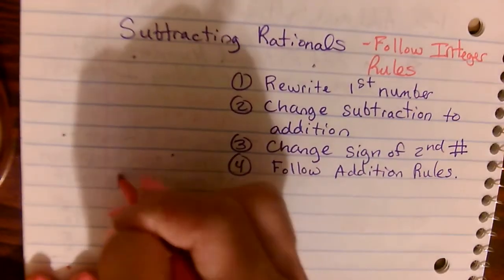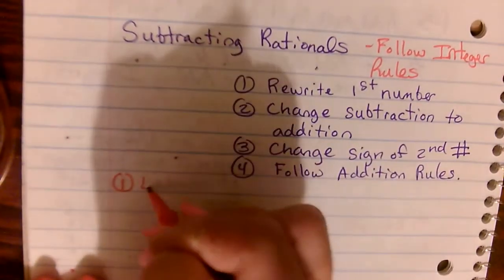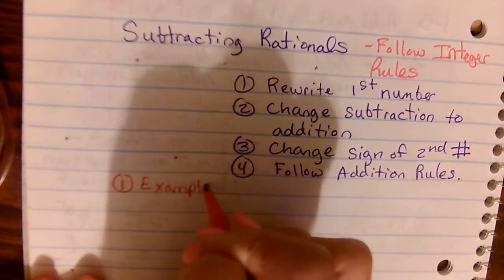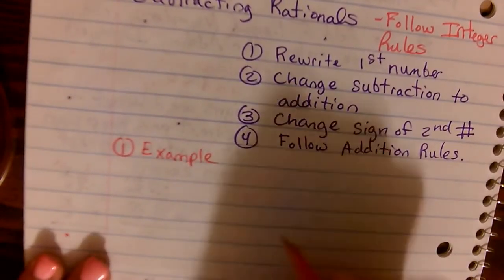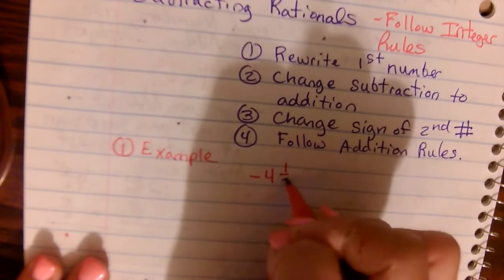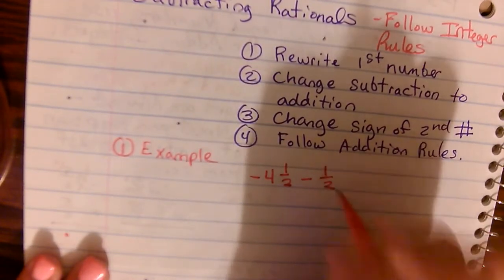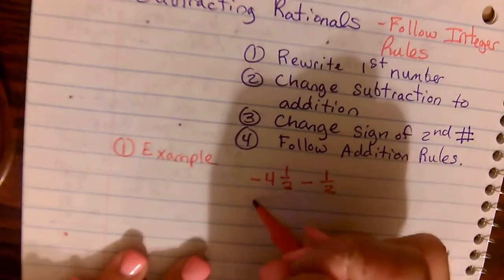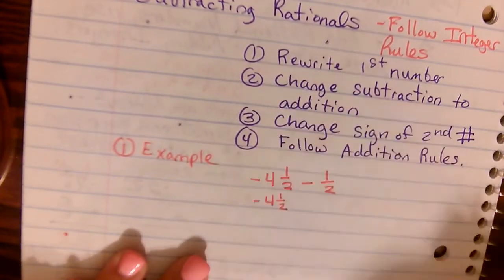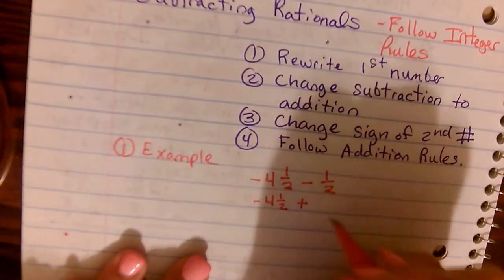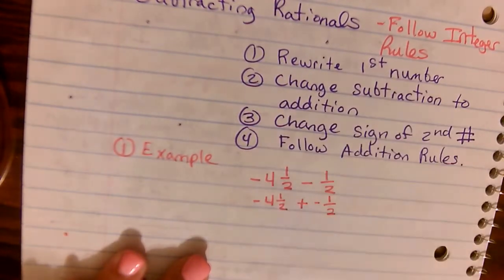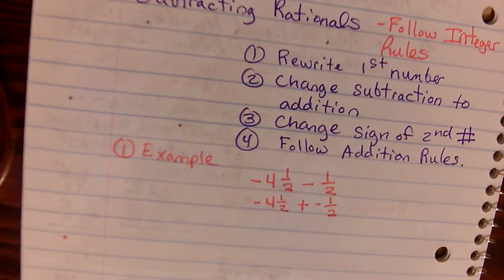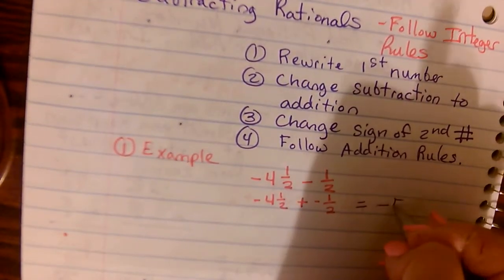Example 1. You have negative 4 and 1/2 minus 1/2. Well, the rules are you keep the first number the same, negative 4 and 1/2. You rewrite the subtraction sign to addition. You change the sign of the second number. Follow addition rules. The signs are the same, so I'll add. Negative 4 and 1/2 plus negative 1/2 is equal to negative 5.